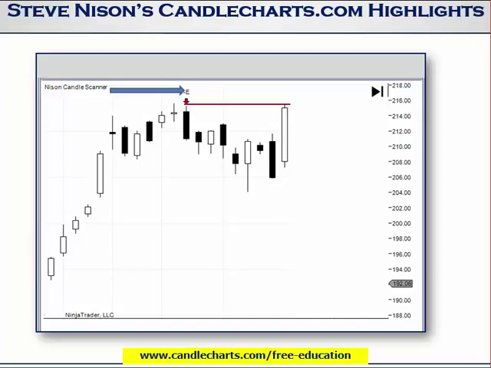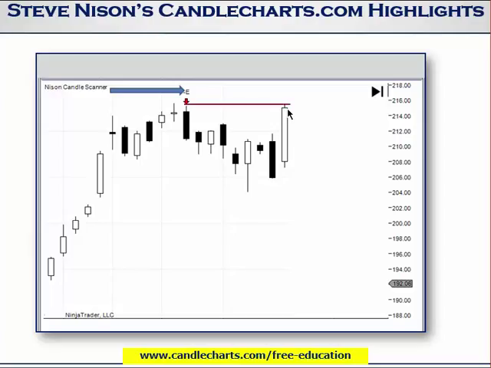So here we have a bearish engulfing pattern. What you could do is just set up an alert on whatever charting system you use. For those of you who have our Nison Candle Scanner software, we recommend either NinjaTrader or Trade Navigator because those are both free. But anyway, you could set up an alert whenever the market gets near this resistance area, in this case 216, and you'd be alerted.